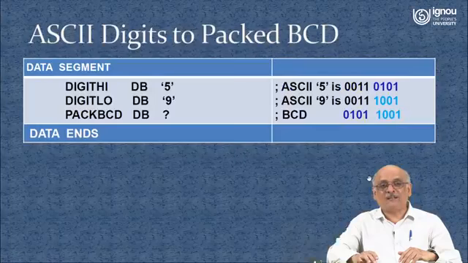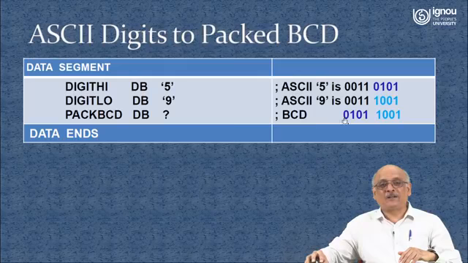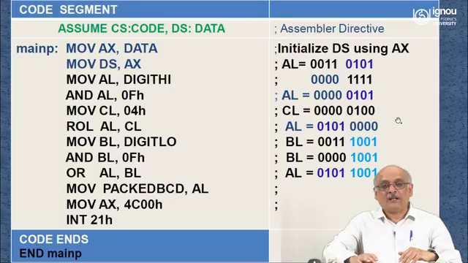Where exactly did I want this 59 to be? I wanted this particular value in this particular location. So, I have to transfer it back. I got it in AL. Now, I just need to put it back.